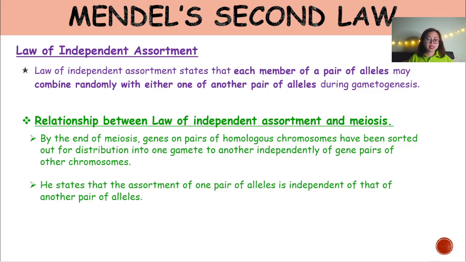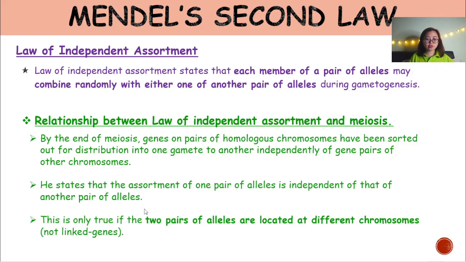Okay, Mendel, he states that assortment of one pair of alleles is independent of that of another pair of alleles. Ayat yang lebih kurang sama. This is only true if the two pairs of alleles are located at different chromosomes, not linked gene. Okay, so hukum Mendel yang kedua ini, law of independent assortment, dia benar kalau gene yang kita tengok itu terletak pada dua kromosom yang berbeza. Kalau dua gene yang kita tengok itu terletak pada kromosom yang sama, dia tidak lagi ikut hukum Mendel. Benda-benda yang tidak ikut hukum Mendel, kita akan belajar dalam 4.2.